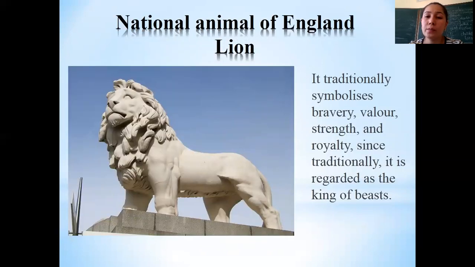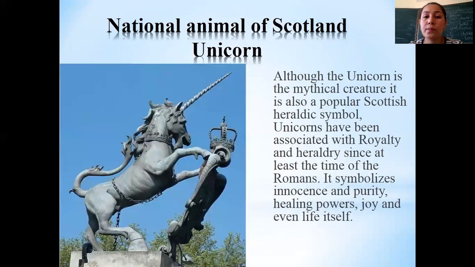And the next symbol of England, it is the national animal of England, the lion. It traditionally symbolized bravery, valor, strength, and royalty, since traditionally it is regarded as the king of beasts. And here we can see the very beautiful, brave, royal lion of Britain, a symbol of Britain.